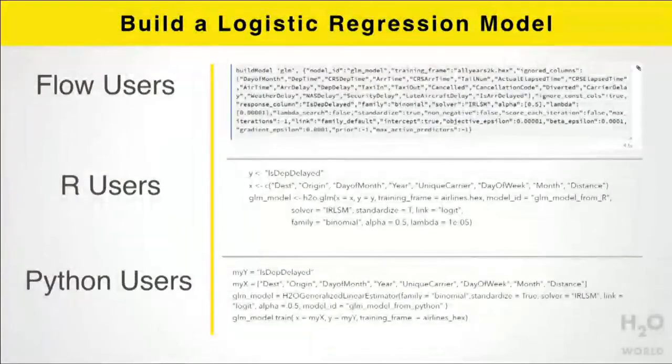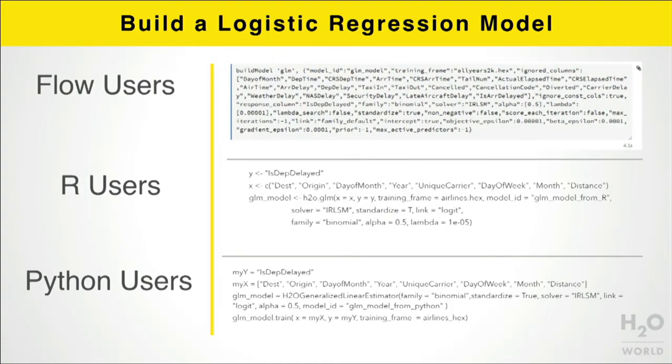Here we go. So again, Flow, R, and Python users find the code that is necessary to run the GLM model. In Flow, it'll just be a cell, build model GLM. In R, you define the y and x variables and all the different parameters as arguments in the h2o.glm function, and then just execute that, Control Enter. In Python, execute the cell that has the y and x variables defined and is using the H2O generalized linear estimator class. And then subsequently to train it, just do glm_model.train. All of that's already available in the notebook, so that shouldn't be a problem.